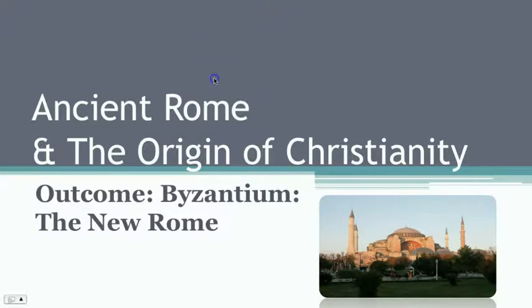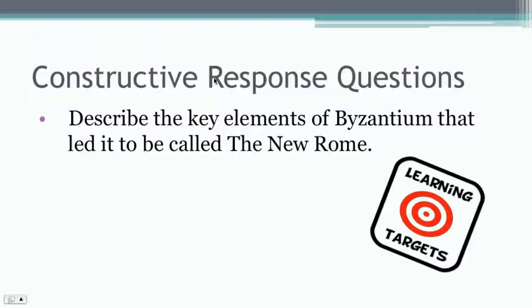We only have one constructive response question today. The question says, describe the key elements of Byzantium that led it to be called the New Rome. So we're certainly going to make that connection. We will see how, though it's got a different name and it doesn't include the city of Rome, it's still Roman in nature and in culture.